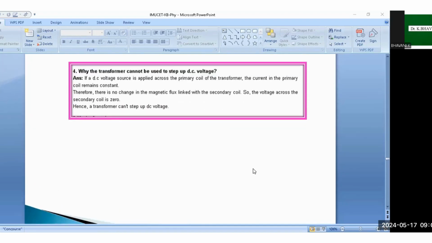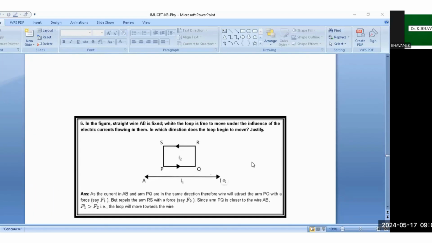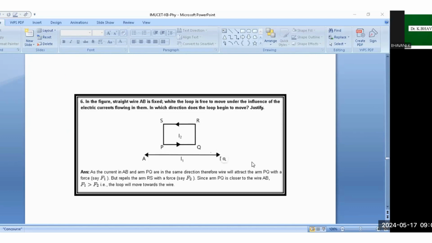So the next one is that, in this figure, the straight wire AB is fixed, while the loop is free to move under the influence of the electric currents flowing in them. In which direction will the loop begin to move?